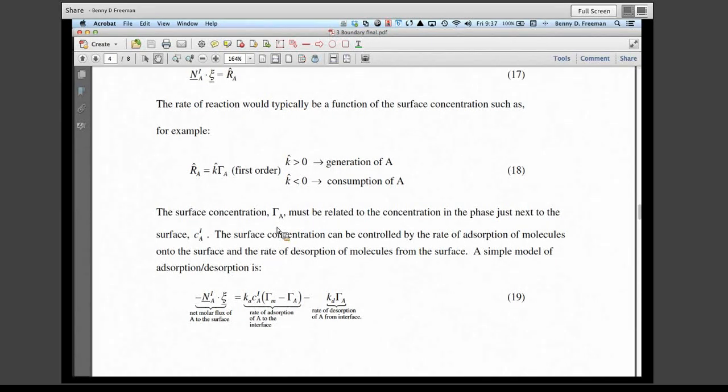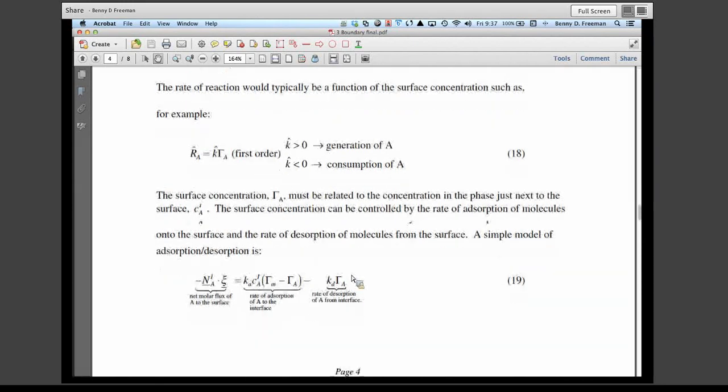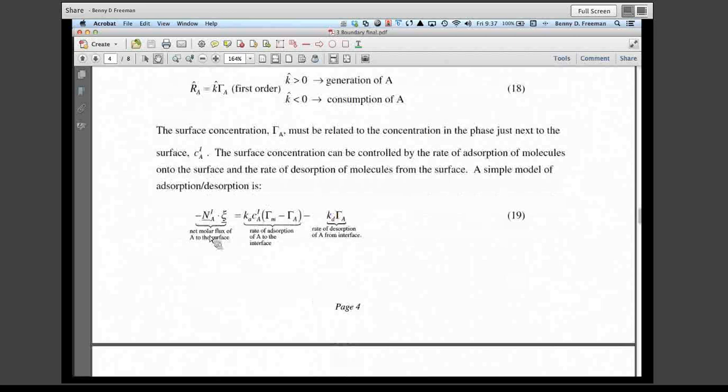And so we need a relationship between these two quantities. And we get that through a simple model of adsorption and desorption. This is just one way of looking at this problem. If the physics are different, then of course the modeling will be different.